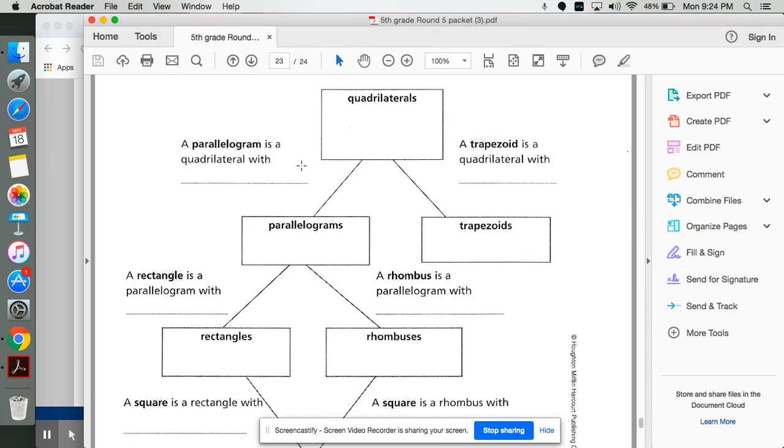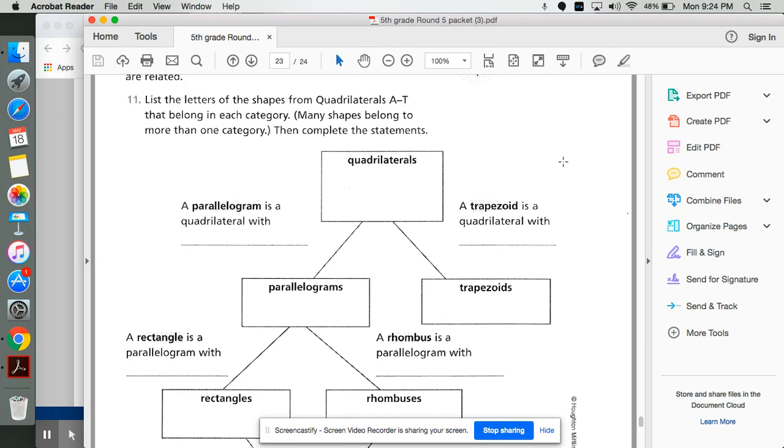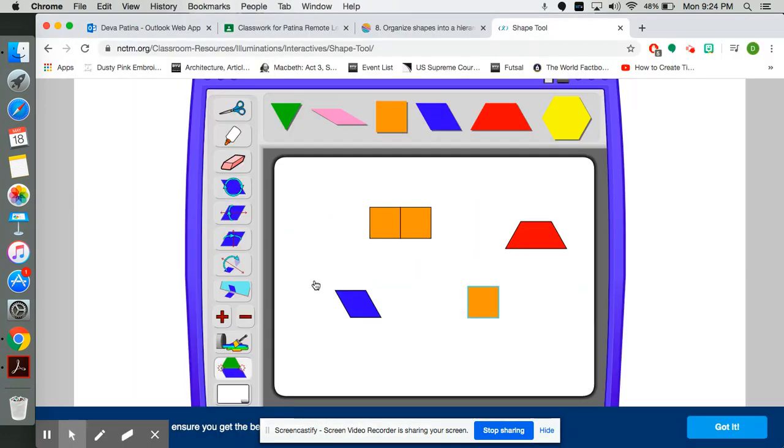So we'll start by explaining what that diagram is, and then we're going to investigate with some shapes. First we have to define what a quadrilateral is. A quadrilateral is a four-sided figure. So anything with four sides, and it has to be enclosed, which means there's no space. All the lines are connected. On my screen, I have pictured all quadrilaterals. I did not have a rectangular shape on here, so I put two squares together to make a rectangle. I have a trapezoid, I have a square, and this is a rhombus, and also a parallelogram.